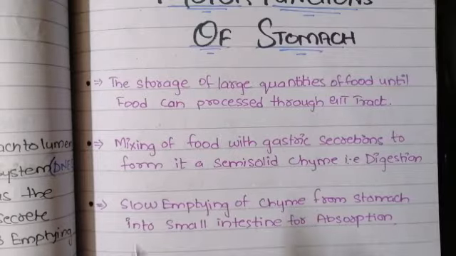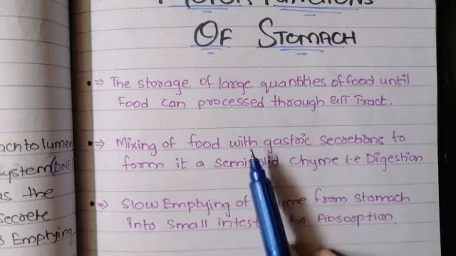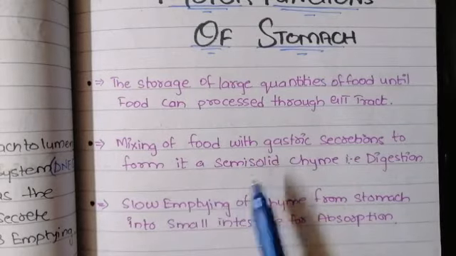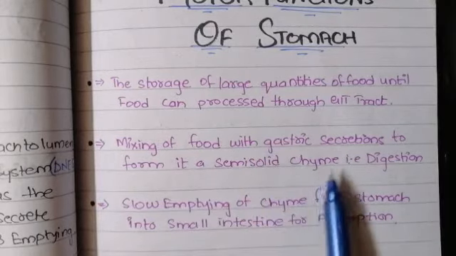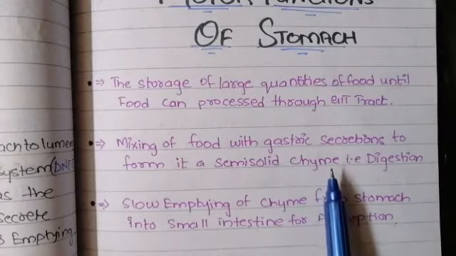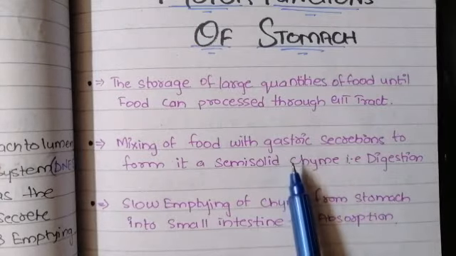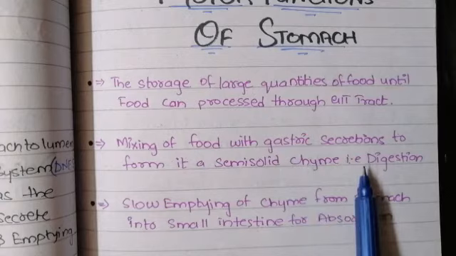The second important function of the stomach is the mixing of that food with the gastric secretion released from the glands of the stomach, forming it into a semi-solid chyme-like form. This chyme, a semi-solid fluid, is formed because of the mixing of the gastric secretions, which is called digestion.